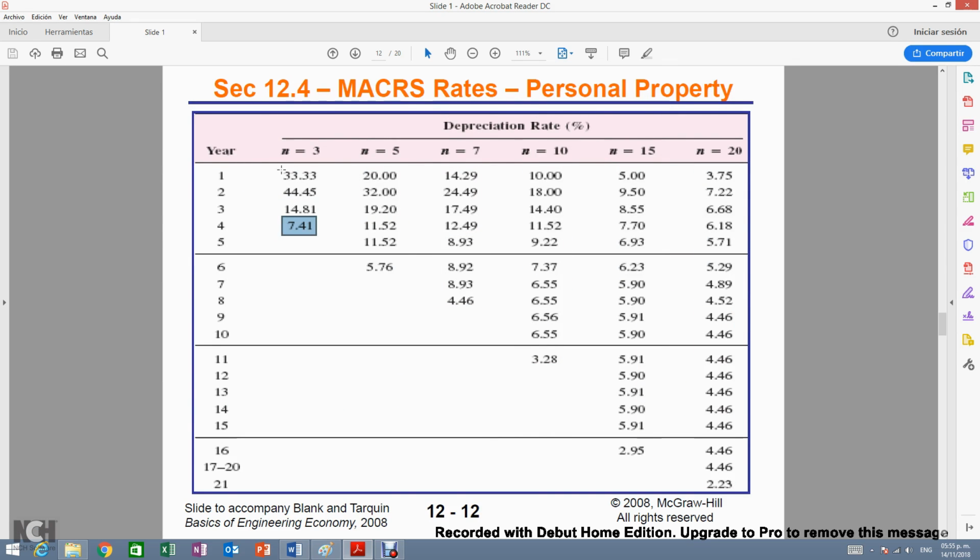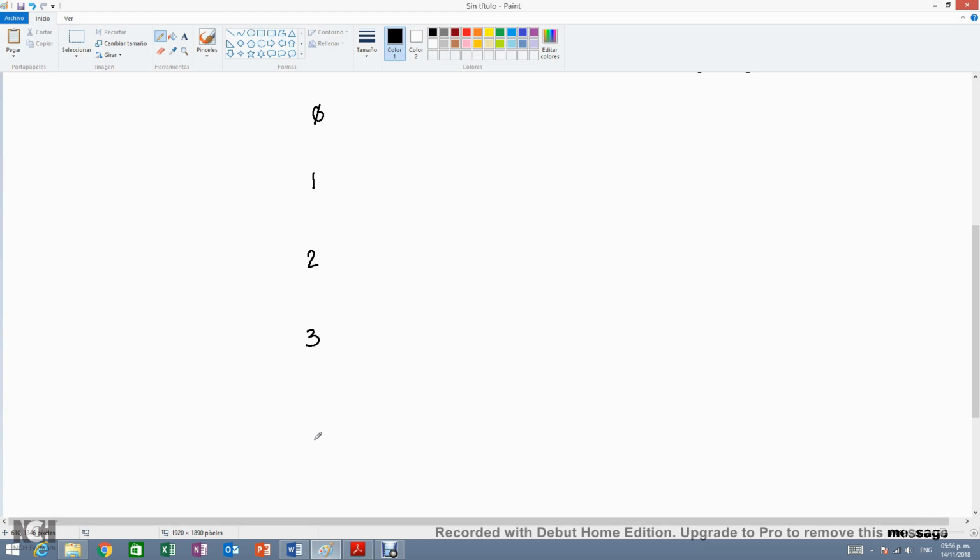As you may see here, year 1 would be half, and then year 4 would be another half. So in total, you will have the 3 years. The first one and the fourth one would be half and half, making up for the 3 years. So we will need to add a year 4 to our table. And as a reminder, I'm going to put a note here saying that we go up to n plus 1 because of the half year convention.